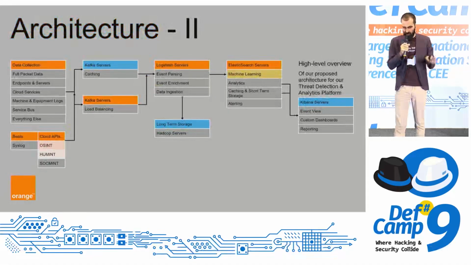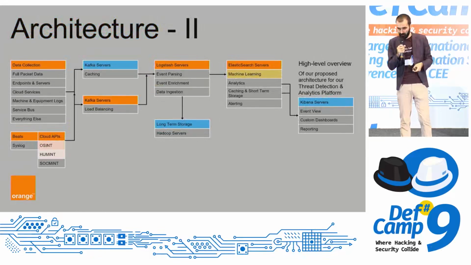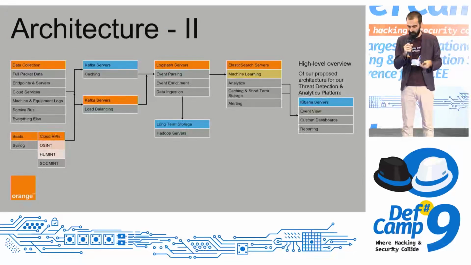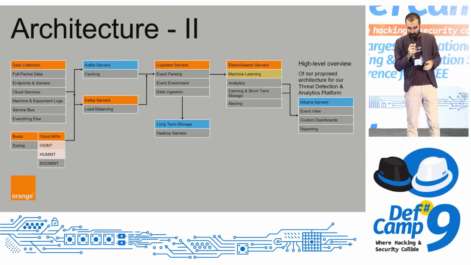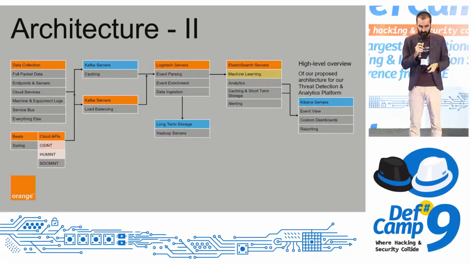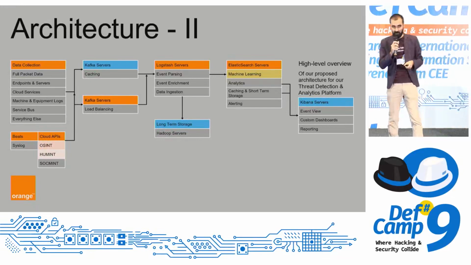This is a very quick overview of our architecture. We have everything from data collection at one end of the pipeline, to event viewing and custom dashboards and reporting. We do use the Elasticsearch servers for our ML algorithms and analytics algorithms. And we do offer some form of long-term storage in our Hadoop servers, just to trace back in case we missed something.